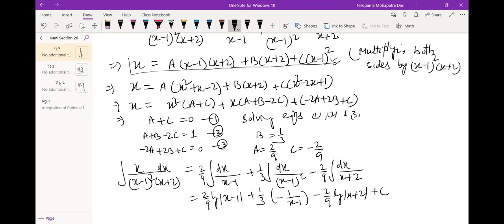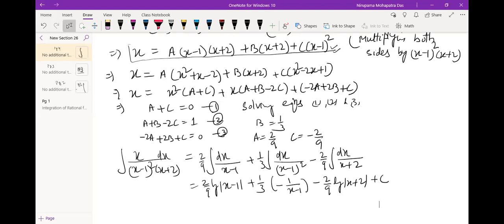The last line of the question: you can write here 2 by 9 log of (x minus 1) minus 2 by 9 log of (x plus 2), like log m minus log n. 2 by 9 you can take common, you are getting log m minus log n. So you are getting like this, minus 1 by 3 into (x minus 1), plus constant of integration.